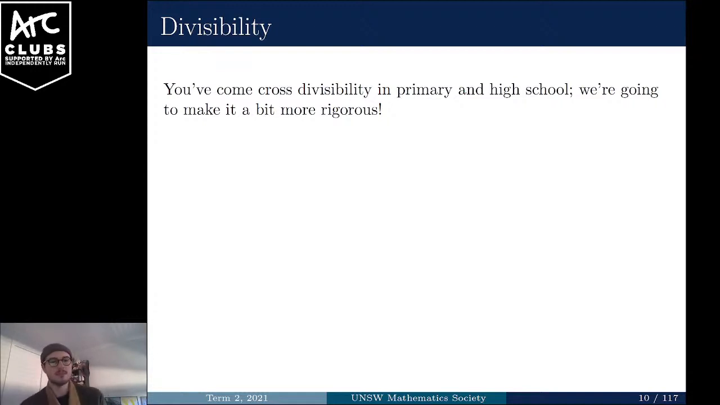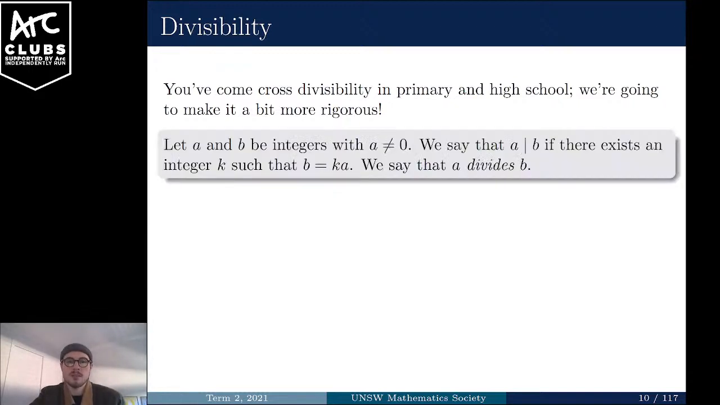Cool. Let's talk about divisibility. So it says here you've come across divisibility in primary and high school. We're going to make it a bit more rigorous. So it's all the same ideas that you're used to, just doing it in a more definite way. So we let a and b be integers with a not equal to 0. We say that a divides b if there exists an integer k such that b is equal to k times a. So like I said when I talked about the sign, we say that a divides b. So this is something we're already used to, right?